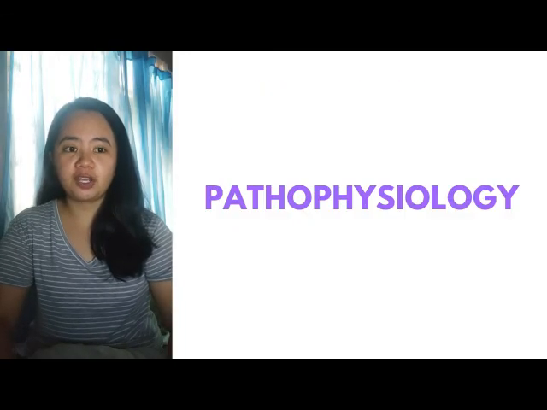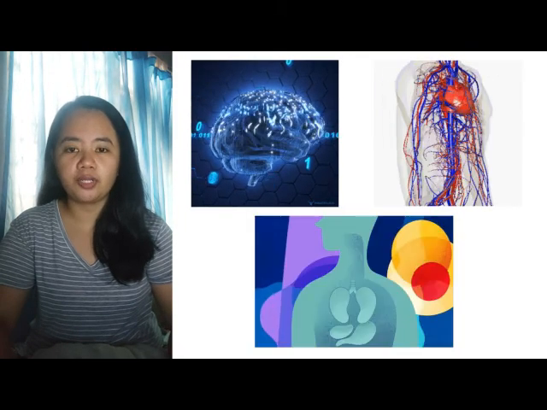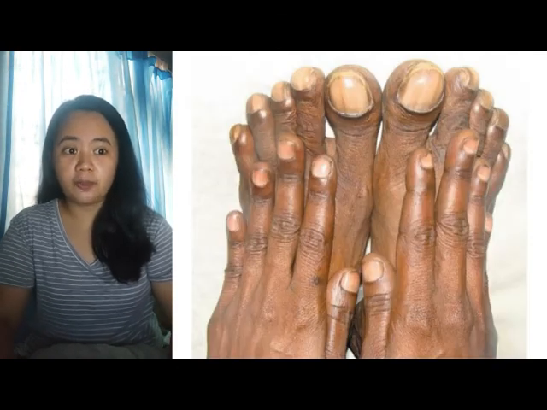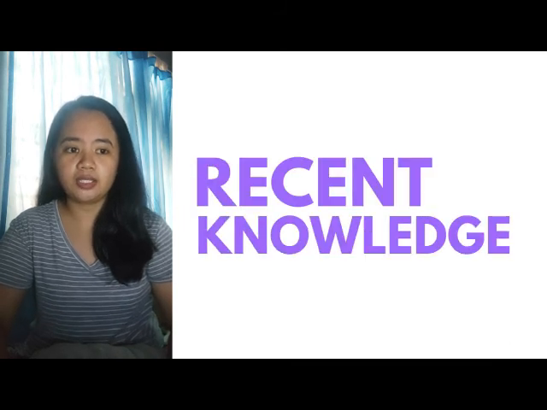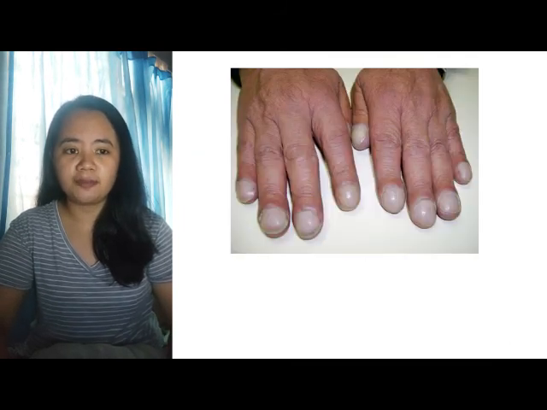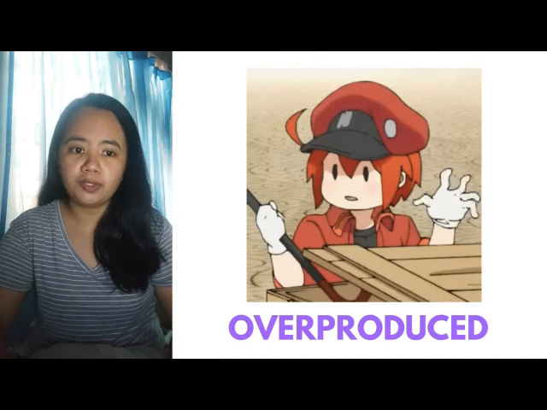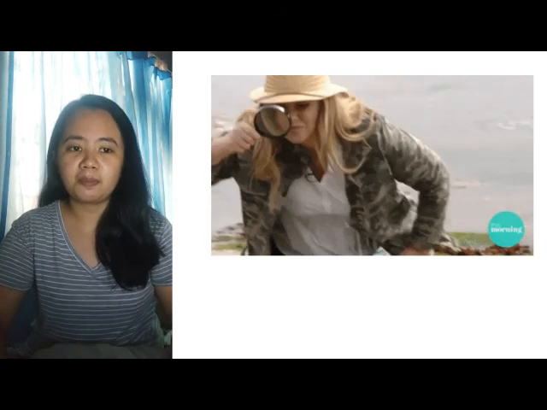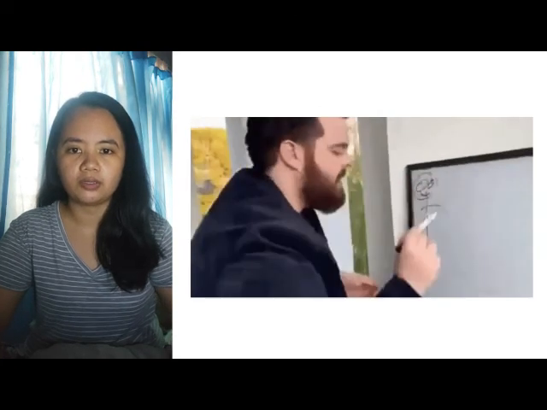There are theories regarding the pathophysiology of digital clubbing in various diseases, such as neural, vascular, and hormonal mechanisms, but none of them produce a unifying explanation. Digital clubbing is a result of hypertrophy of connective tissues and increased vascularity of the distal phalanges. Most recent knowledge suggests that clubbing develops due to the presence of bioactive substances in the systemic circulation, which are either overproduced or poorly eliminated by the affected organ. Based upon these findings, a perfusion problem at the peripheral site can be a presumable explanation of our results.